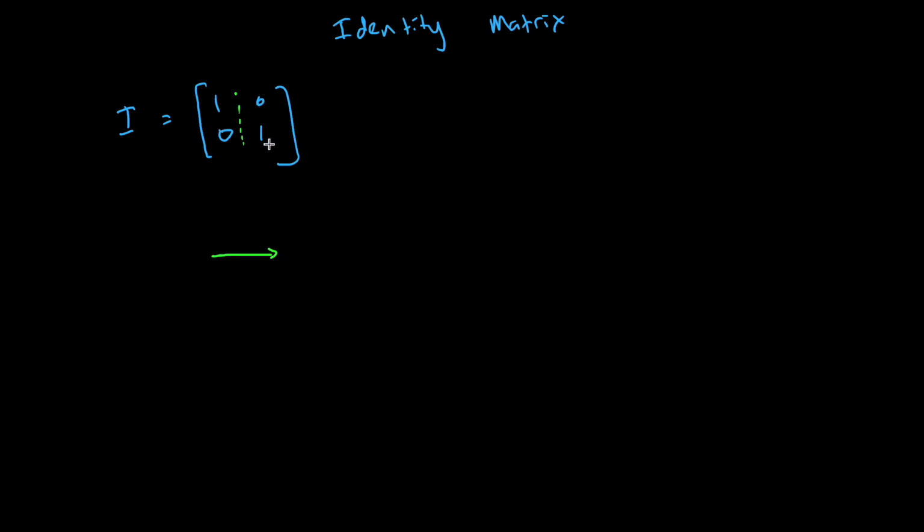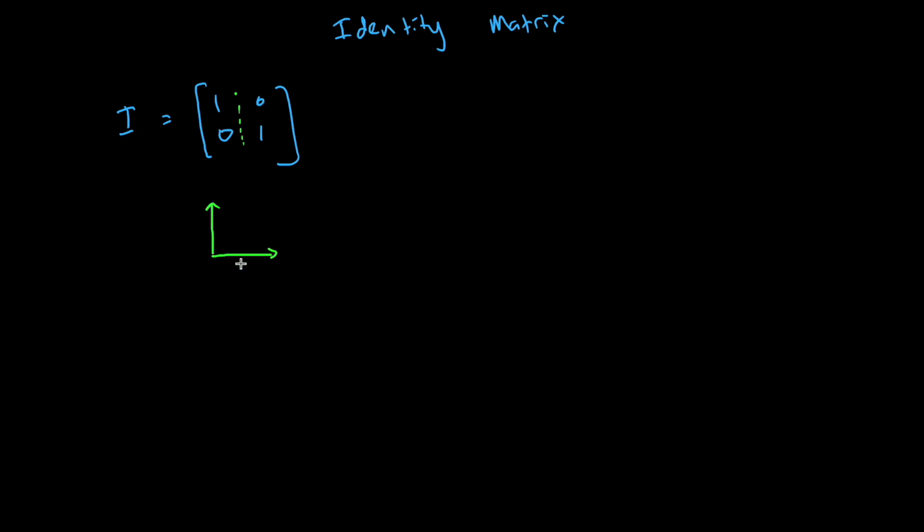So now let's go over identity matrices. The identity matrix for a 2 by 2 matrix, usually denoted by I, is 1, 0, 0, 1. Now, what does this mean? Well, we can graph this. Let's split this into 2 vectors. We have 1, 0, and 0, 1.